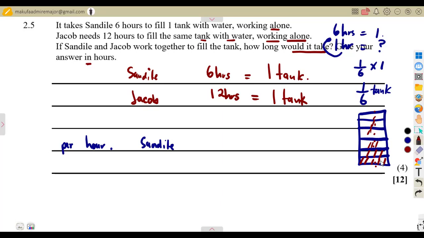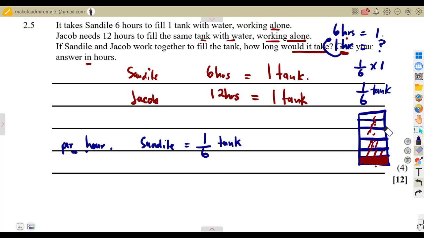There are 6 parts. So just to fill 1 part of the tank according to her pace, which is made up of 6 parts, it takes an hour. So you divide the tank in terms of hours. 1, 2, 3, 4, 5, 6. That is how you can answer this question. Meaning to say she's going to fill 1/6 of the tank per hour.